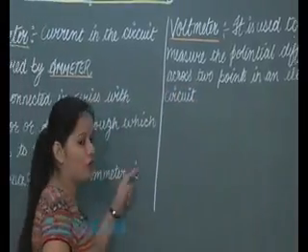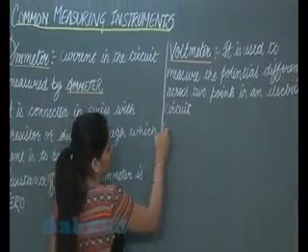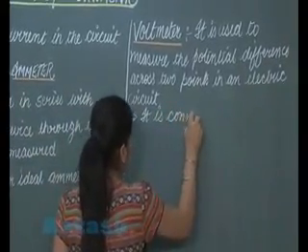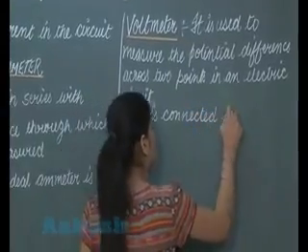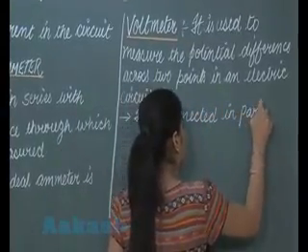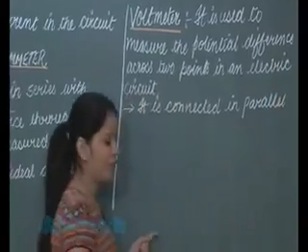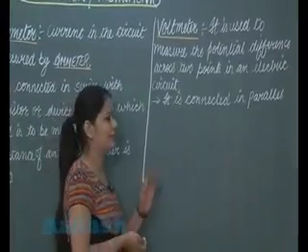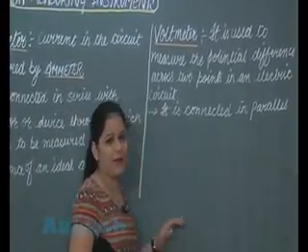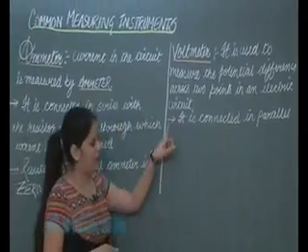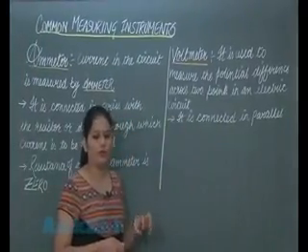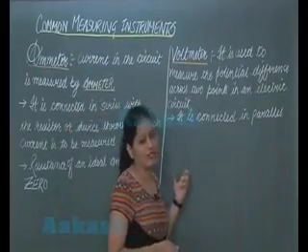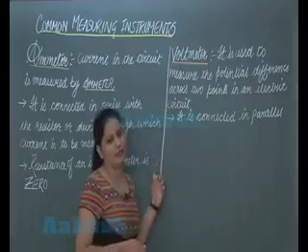Student, a voltmeter is connected in parallel. It is connected in parallel between the points where the voltage is to be measured. Now why is it connected in parallel? Because in parallel combination, we know the voltage or the potential difference remains the same, so it will measure the same potential difference which is between the points.